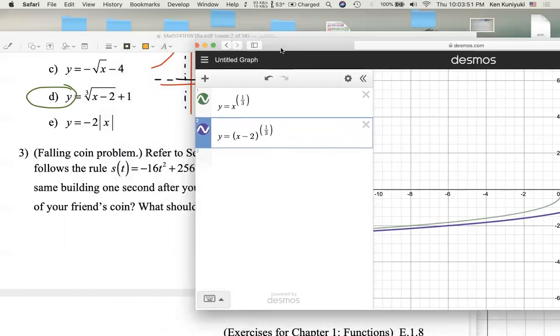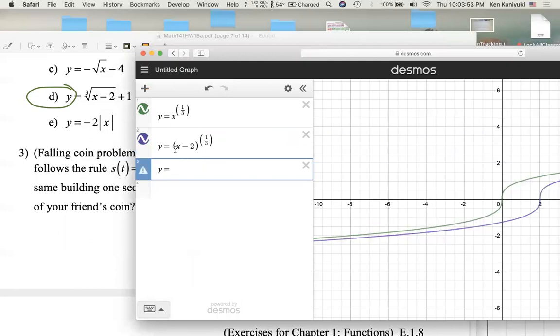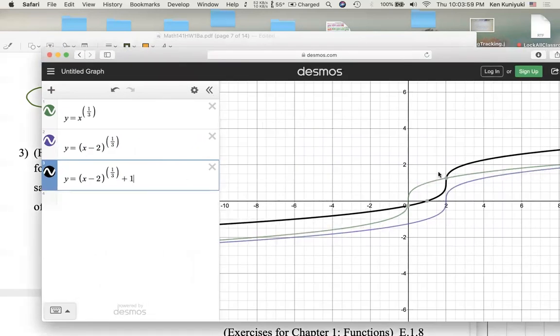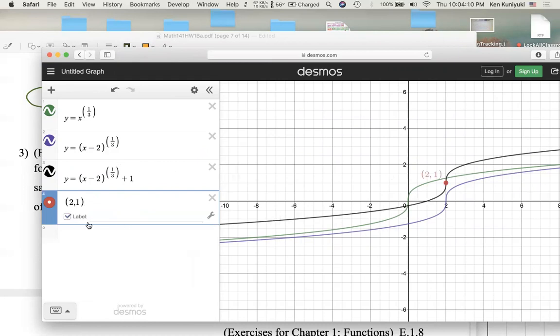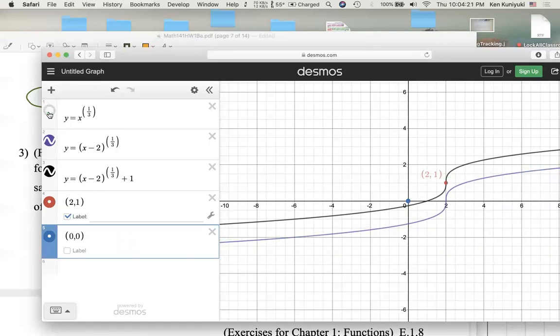And finally, the +1. What does the +1 do? Shift 1 unit up. Yes. So the final graph is the graph in black. And you should note that the key point is (2, 1). Because remember, originally the origin was the x and y intercept for the green graph, the original graph. It now moves to the point (2, 1), because we're shifting right by 2 units and up by 1 unit. So it's good to trace that point where the origin moves to.